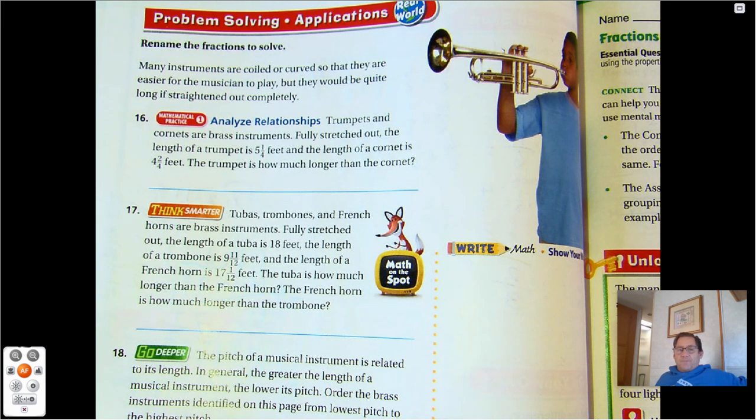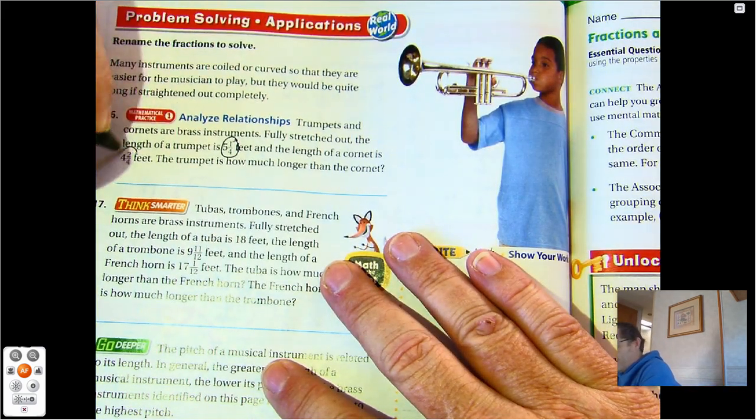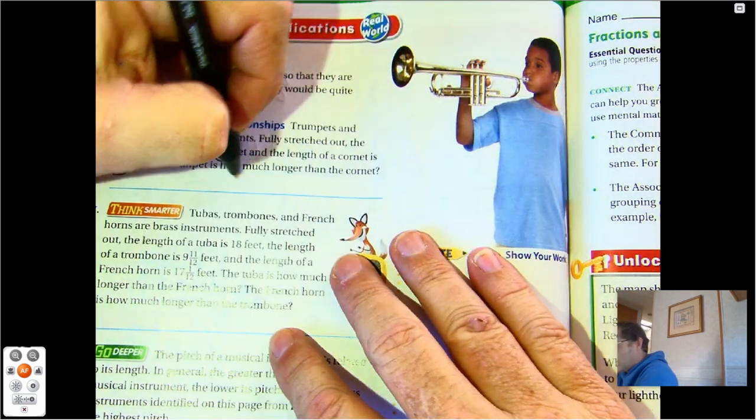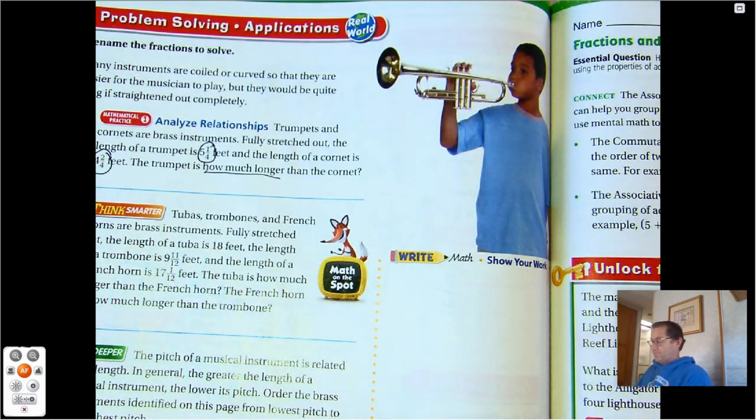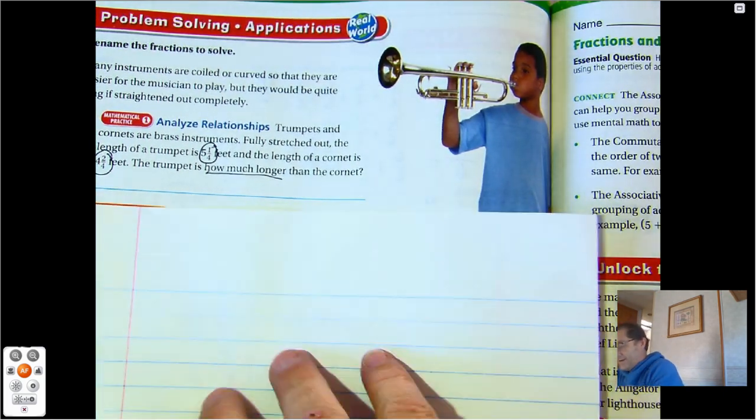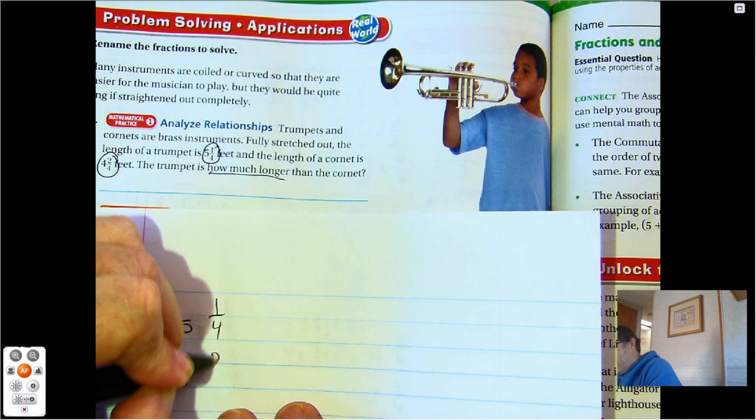Analyze this relationship. Trumpets and cornets are brass instruments. Fully stretched out, the length of a trumpet is 5 1/4 feet, and the length of a cornet is 4 2/4 feet. The trumpet is how much longer than the cornet? 5 1/4 feet, 4 2/4 feet. How much longer, so that tells me subtract. So I'm going to do the math on here. So 5 and 1/4 minus 4 and 2/4.